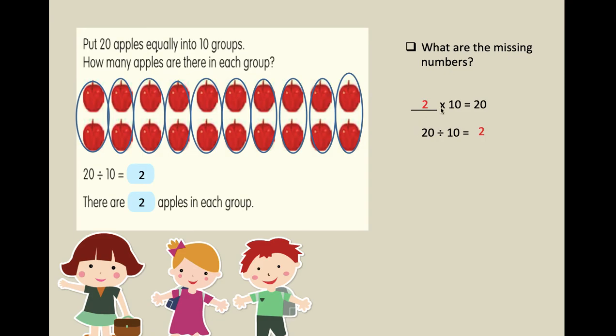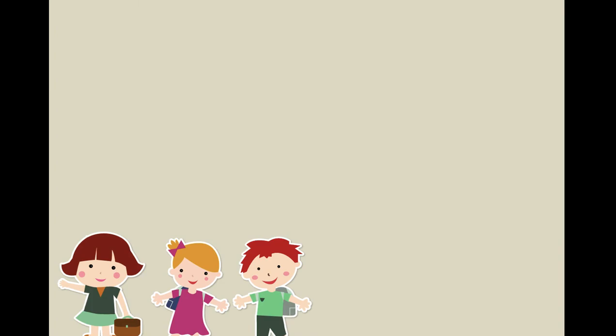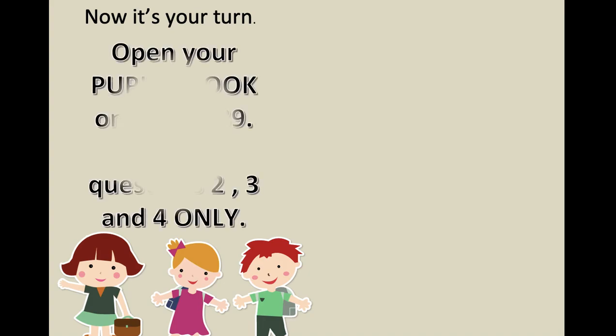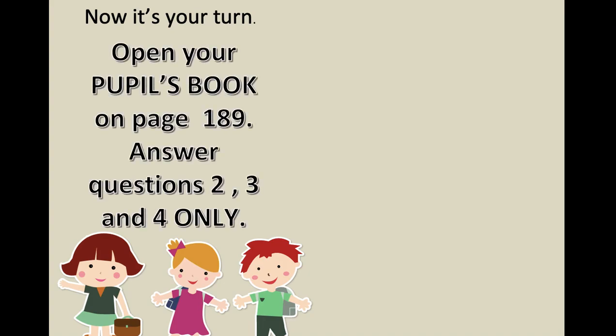So I want you to write the number sentences for every sum. Is it clear? Now it's your turn. I want you to open your pupils book now and go to page 189, and I want you to answer only these three questions, 2, 3, and 4.